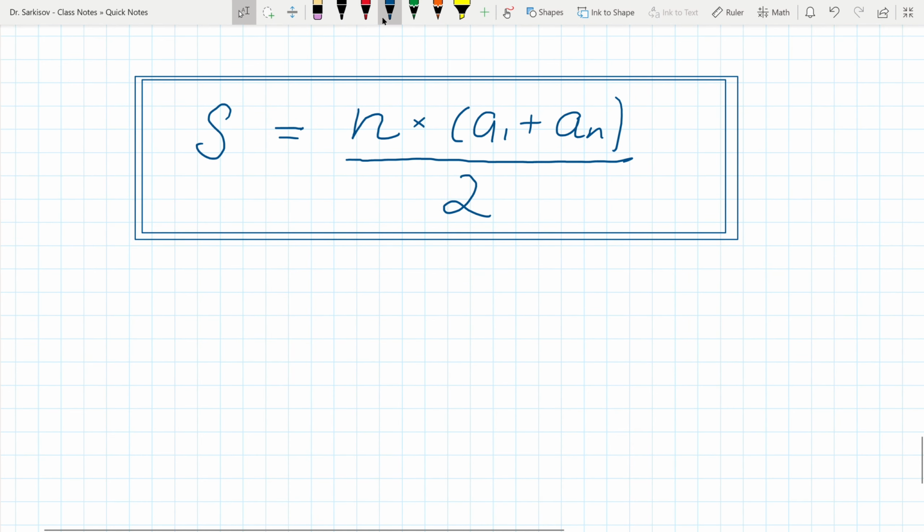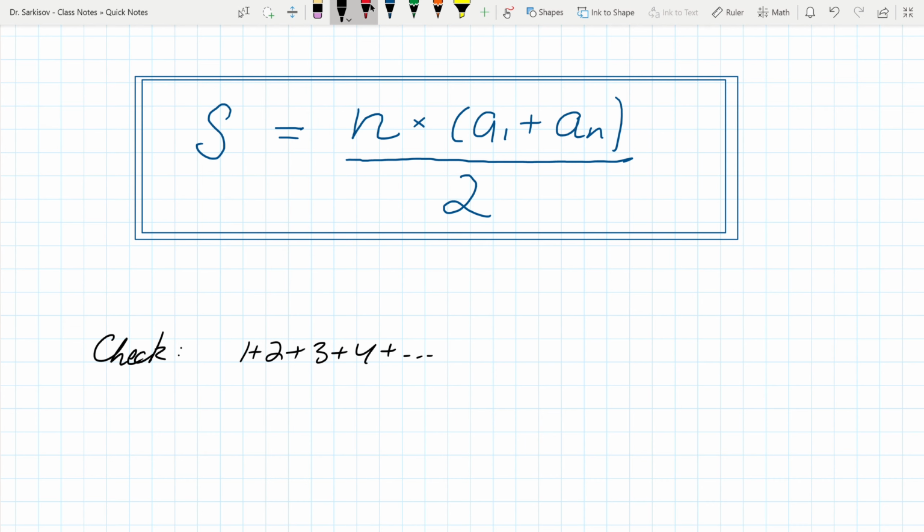And let's quickly check if that really works. So let's go back to a problem we did. How about checking that problem with the first 100 natural numbers? If I asked you 1 plus 2 plus 3 plus 4 plus up to 100, right away you can tell me the first term: a1 is equal to 1. The last term: an is equal to 100. And how many do I have? Well, I can see it here. Sometimes that's the most difficult part. This is 100 terms, right?